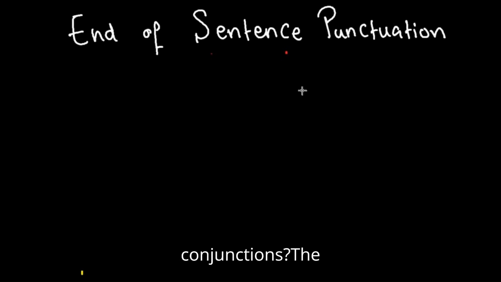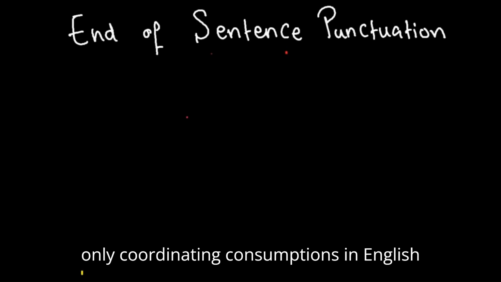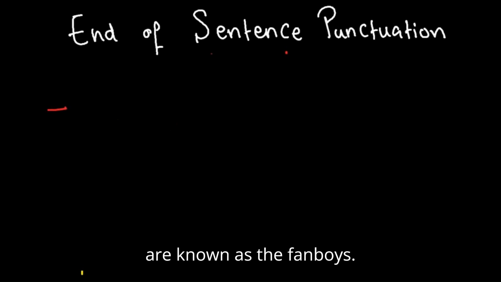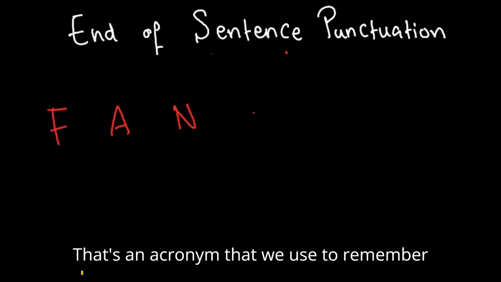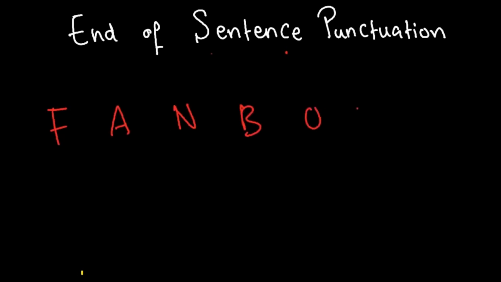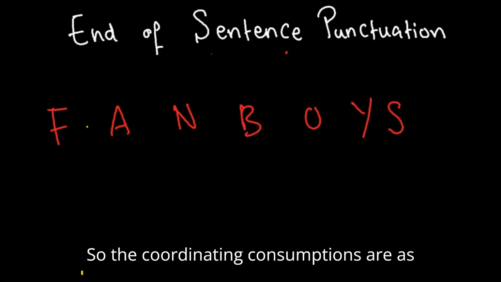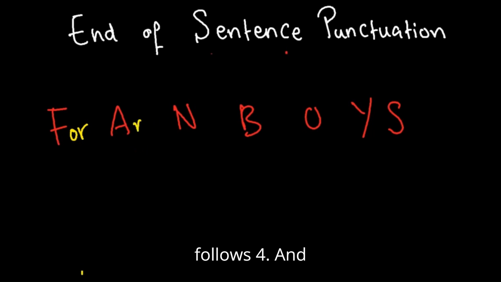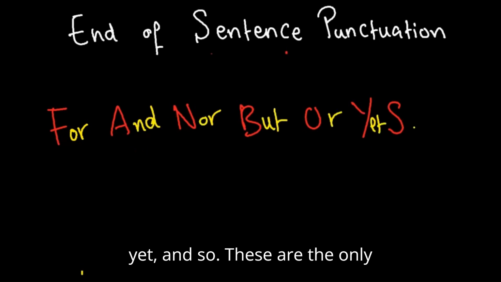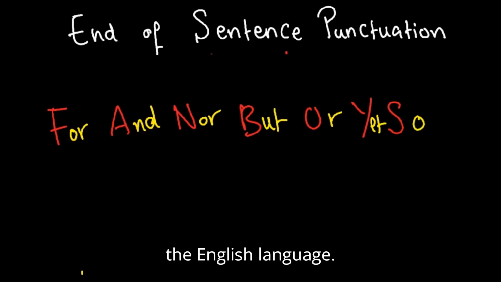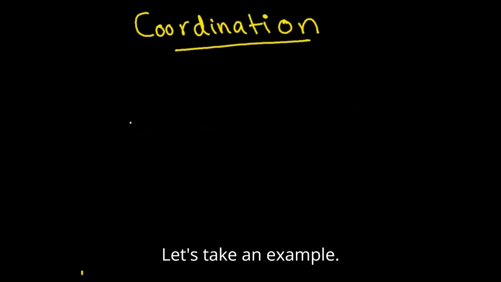What are the coordinating conjunctions? The only coordinating conjunctions in English are known as the FANBOYS. That's an acronym that we use to remember them. So the coordinating conjunctions are as follows: for, and, nor, but, or, yet, and so. These are the only coordinating conjunctions that we have in the English language. Let's take an example.